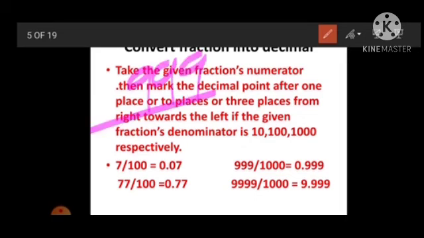Now, next example is 999 by 1000. How many zeros in 1000? 3. So, in the numerator after 3 digits we put a point: 1, 2, 3, point. So, 0.999. Okay.